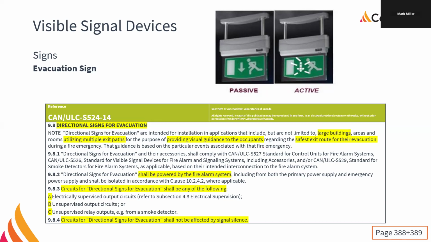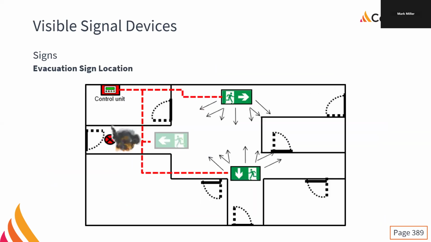So they're going to go on a notification appliance circuit. They are not going to go on the same circuit as horns or strobes. They're going to go on their own circuits. They're going to be supervised. And they're going to be not affected by signal silence. Right. And here is where we might be seeing them. If the egress is actually being affected by the fire emergency, we might turn that one off and turn on other ones to help direct people out.